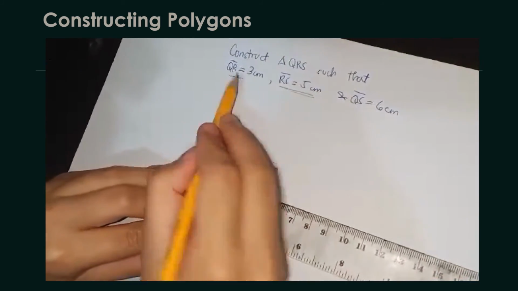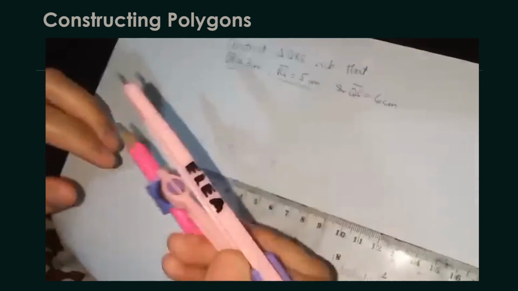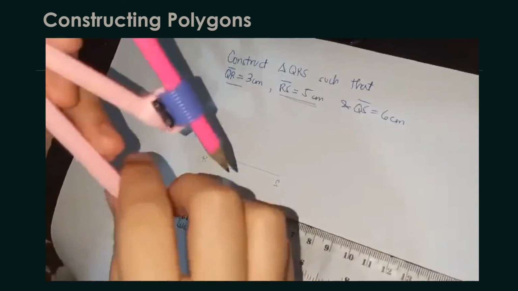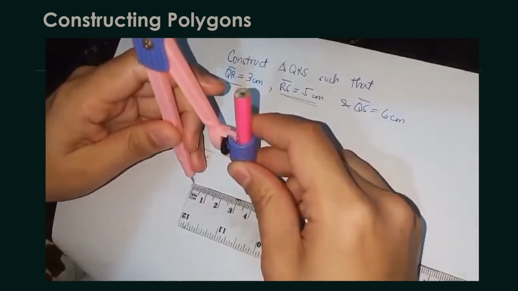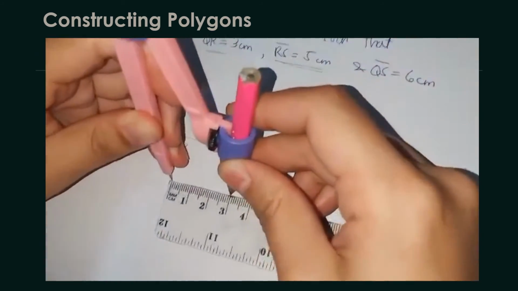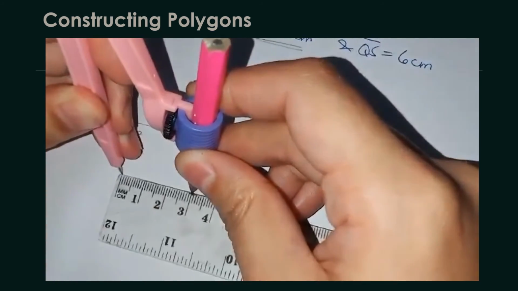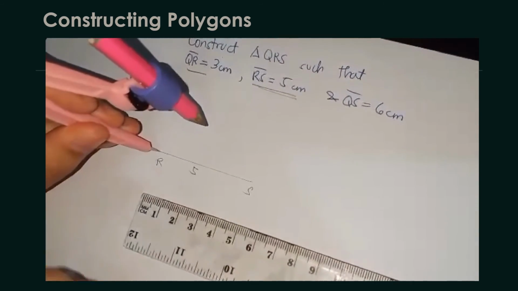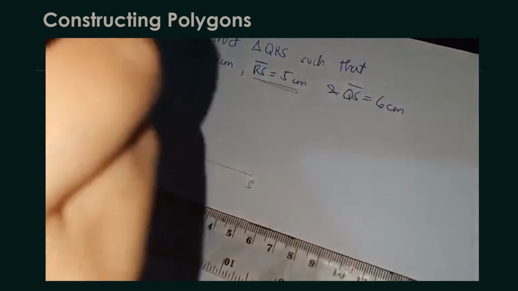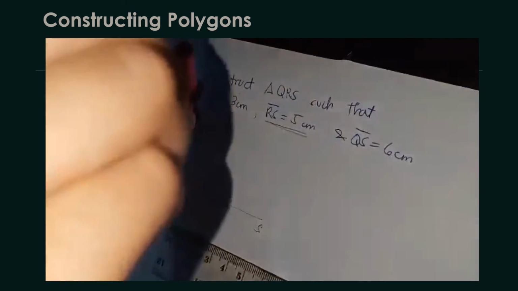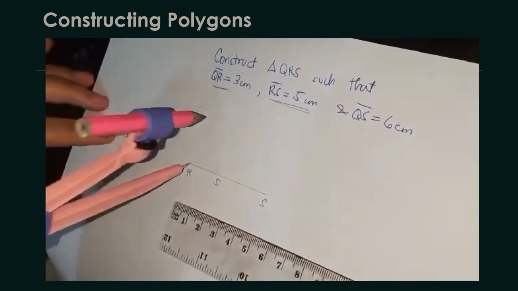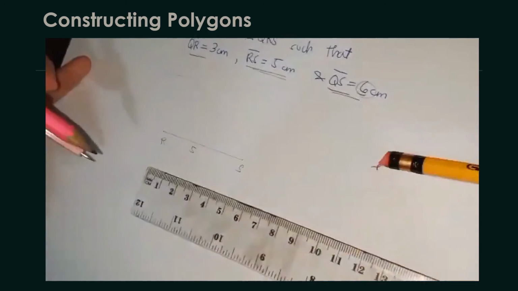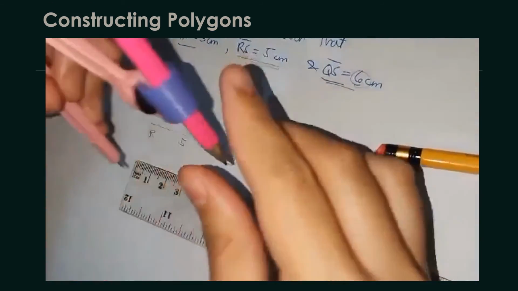Tapos, yung QR naman, sabi 3 cm. Dapat yung pagitan nito ay 3 cm. So, sukatin natin sa ruler natin. Dapat sakto. Tapos, ilalagay natin siya dito sa point R at gagawa tayo ng arc. Yung sunod ay si QS. Sabi 6 daw. So, dapat ang pagitan nito ay 6.